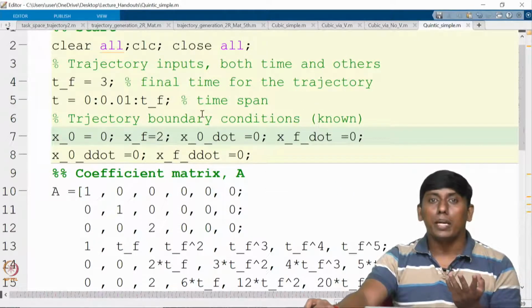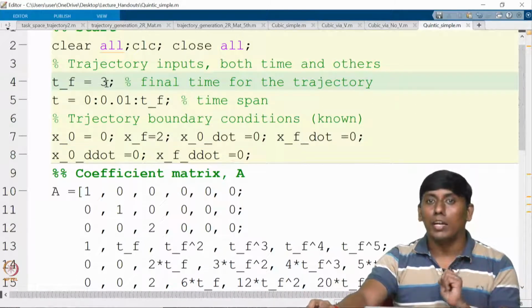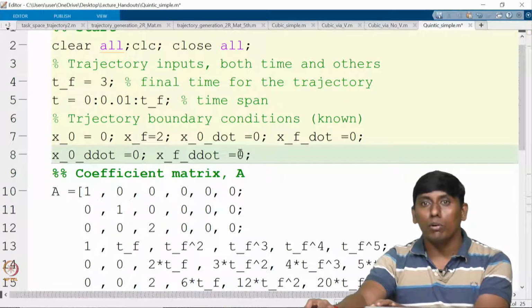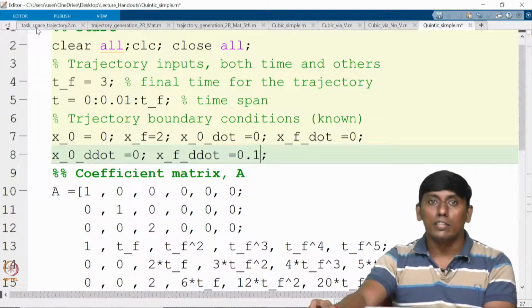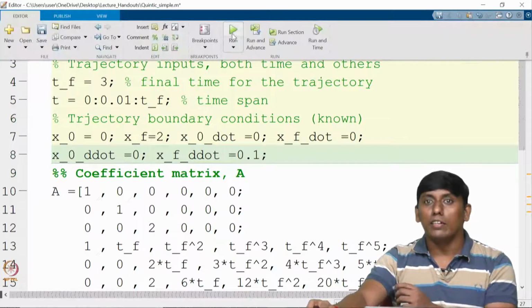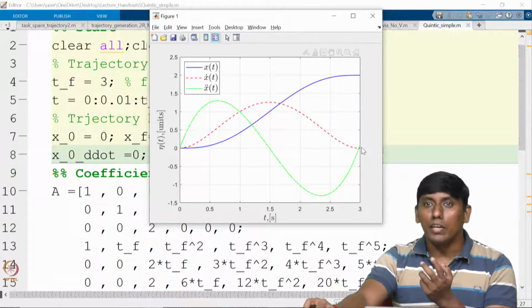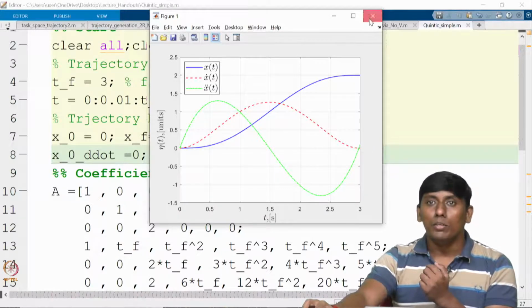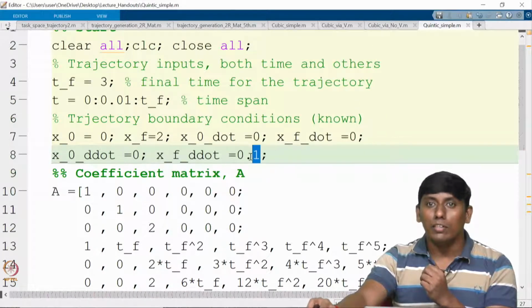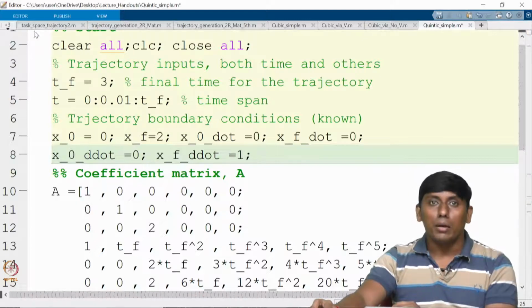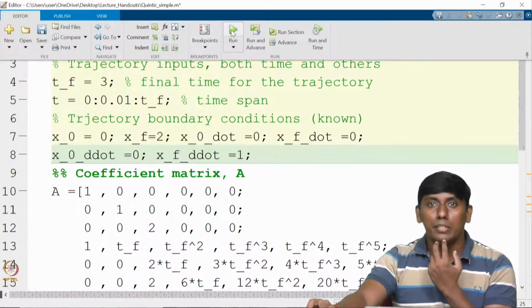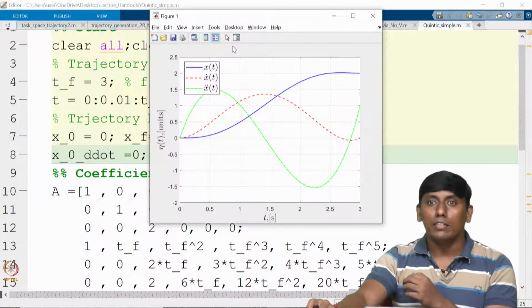And what are the parameters you can vary? One is the time span, and how you can make the acceleration is also a consideration. For example, now the final acceleration is supposed to end with 0.1. So you can see it ends with 0.1. In order to make it more explicitly visible, I am putting it as 1 meter per second squared. So you can see it, right? It is ending there.